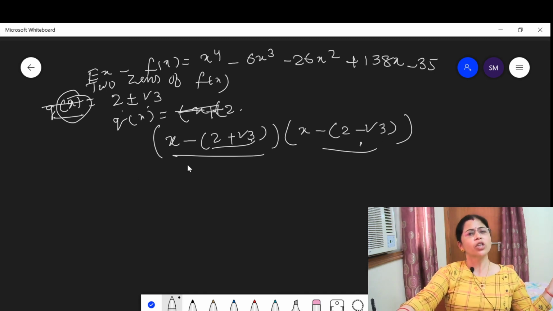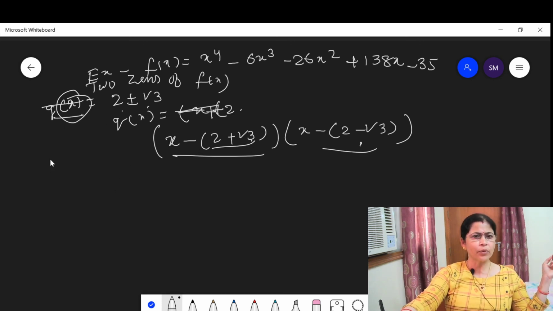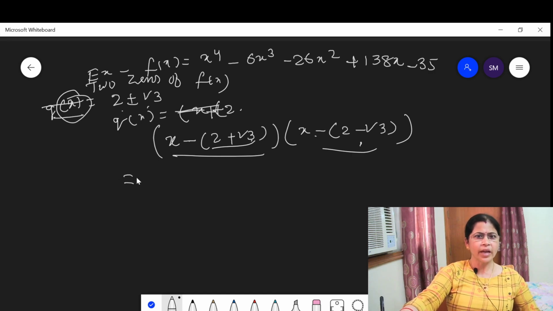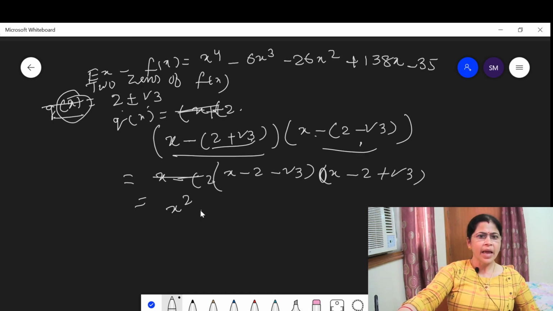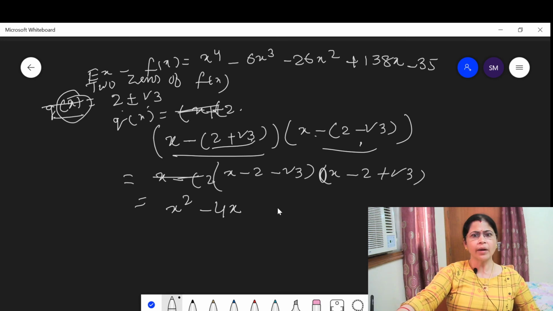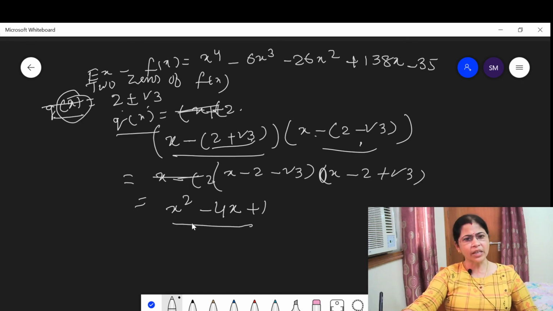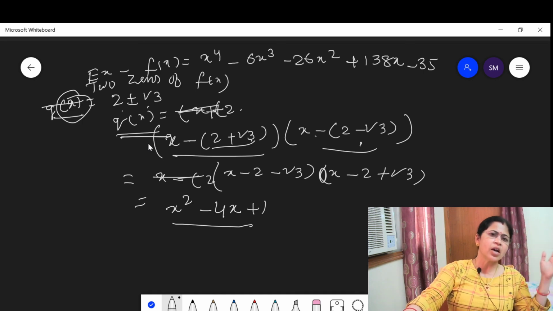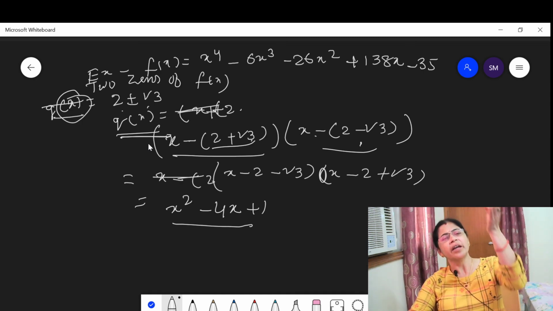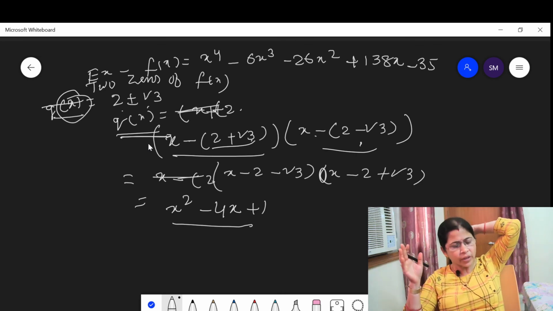Here we have to find out the other zeros, means we have to divide f(x) by this. When we open the bracket, this is x minus 2 minus root 3 into x minus 2 plus root 3. When we multiply this, we get x square minus 4x plus 1. Then q(x) is given here. When we divide f(x) by q(x), we get g(x), as these are the zeros of the polynomial, this means the remainder is 0. By doing this we get g(x).